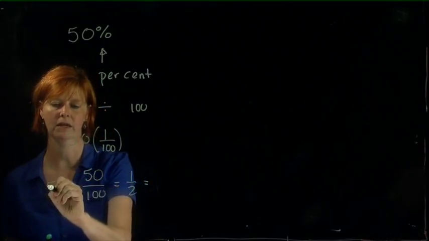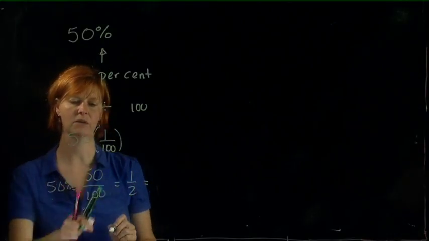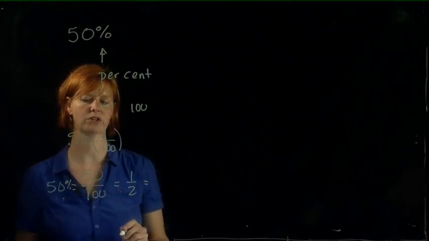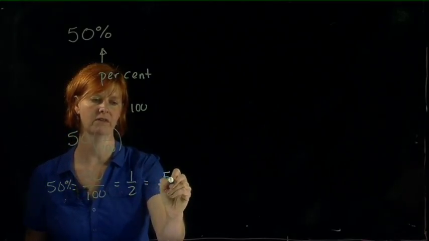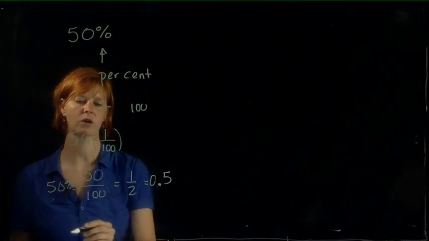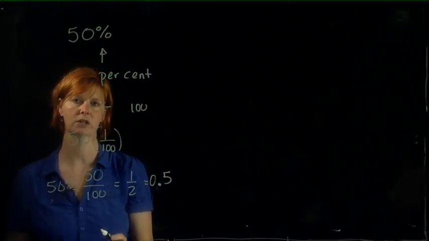Well, let's start back here. This is 50%. It's equal to 50 over 100. That simplifies to 1 over 2, and it also simplifies to 0.5. So here we have a percent and a fraction and a decimal.